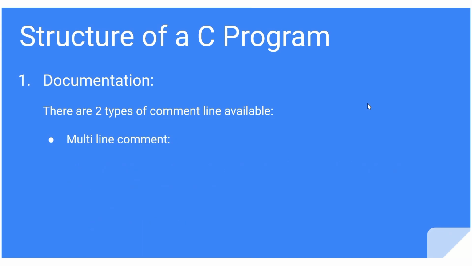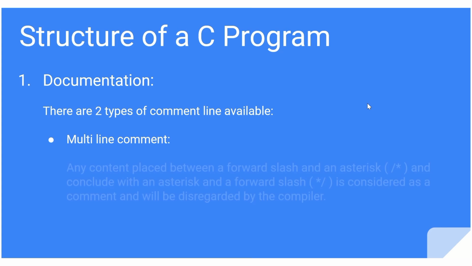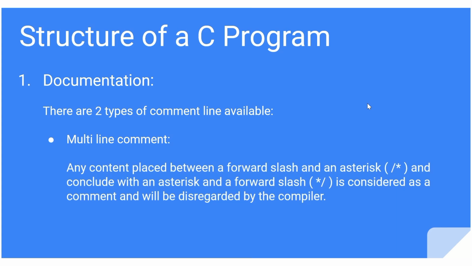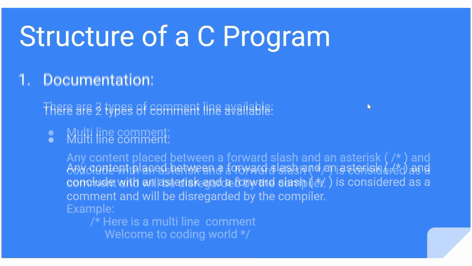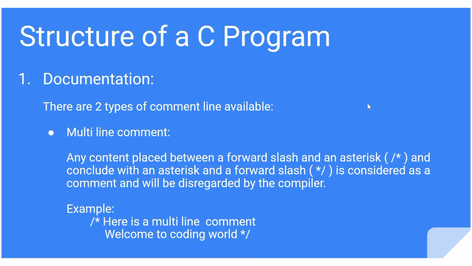Next, multi-line comment. This allows for comments to span multiple lines within the code. Any content placed between a forward slash and an asterisk and concluded with an asterisk and a forward slash is considered a comment and will be disregarded by the compiler. Here is the example. In the front, there is one forward slash and asterisk, and in the end, there is an asterisk and forward slash.